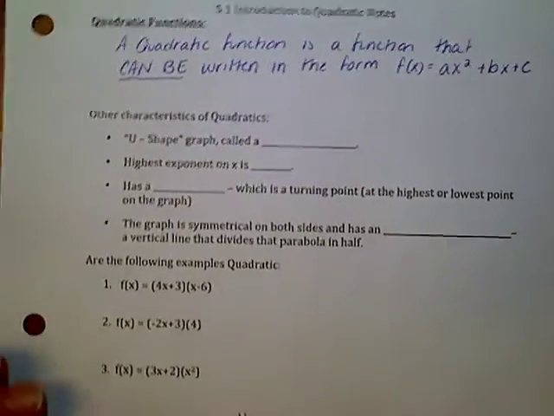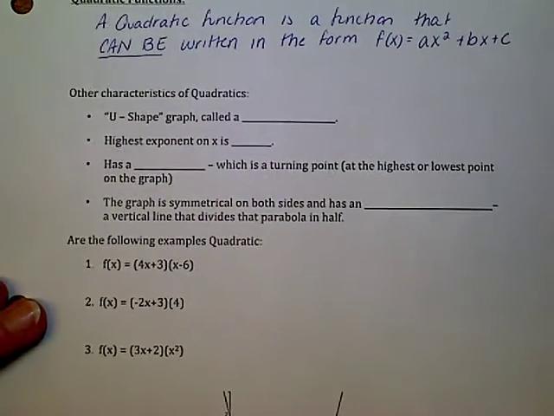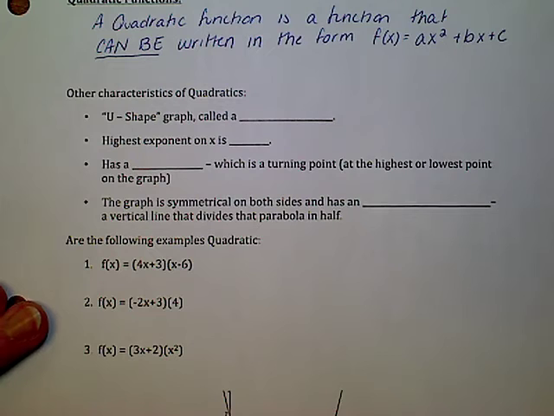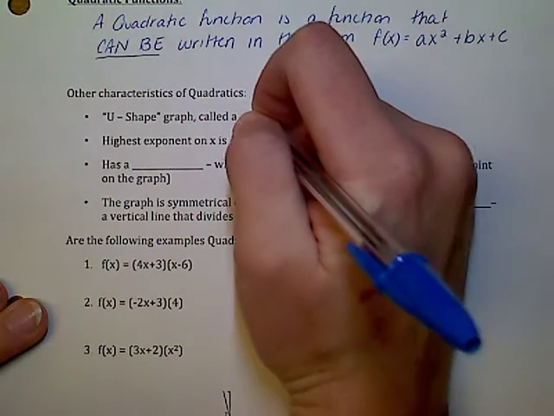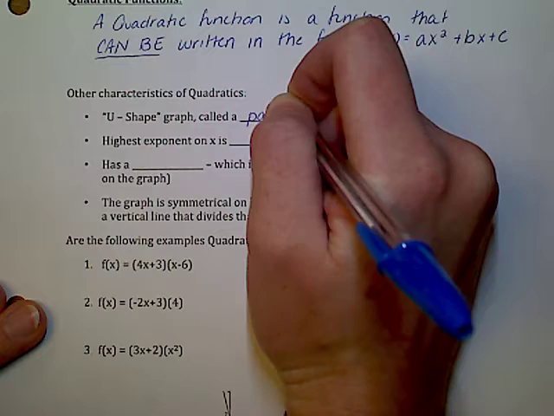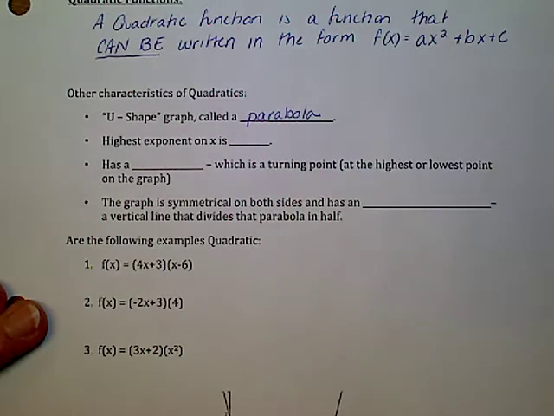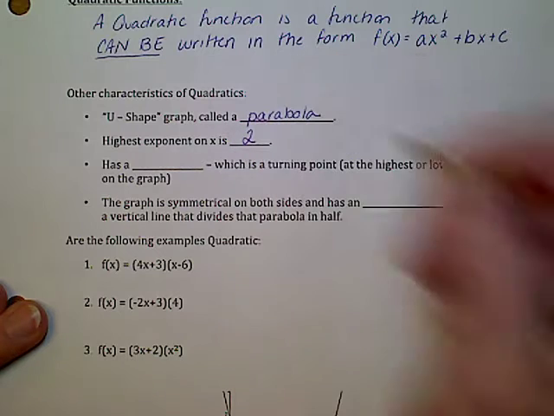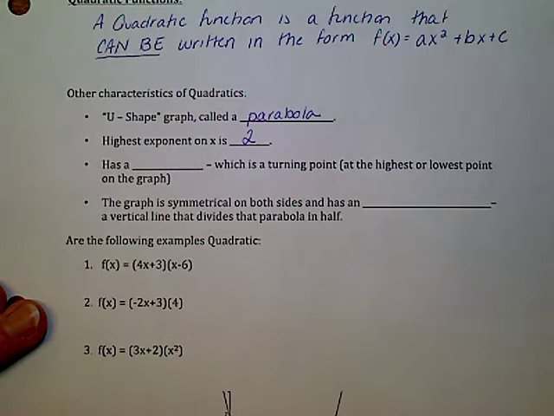So some characteristics some of you are already familiar with. You know that the quadratic's graph looks like a U. We actually call that a parabola. The highest exponent that you're going to see on x is 2. So if you were to see an exponent of 3, it's not quadratic.